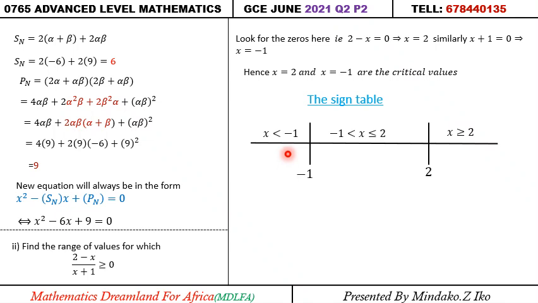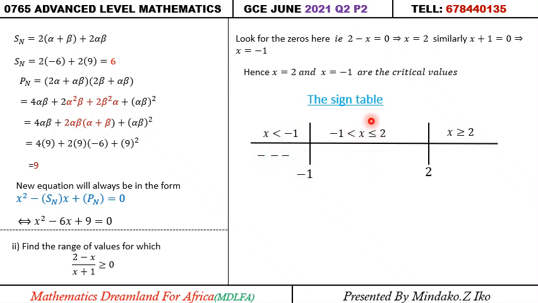So for me, if I take -2, I put it here. I will have 2 minus -2, which is 4, which is positive. Then here, -2 plus 1 is negative 1. So positive divided by negative will just give me negative. And therefore, all this part will be negative. So this part here is negative. Now I'm done with the first region.